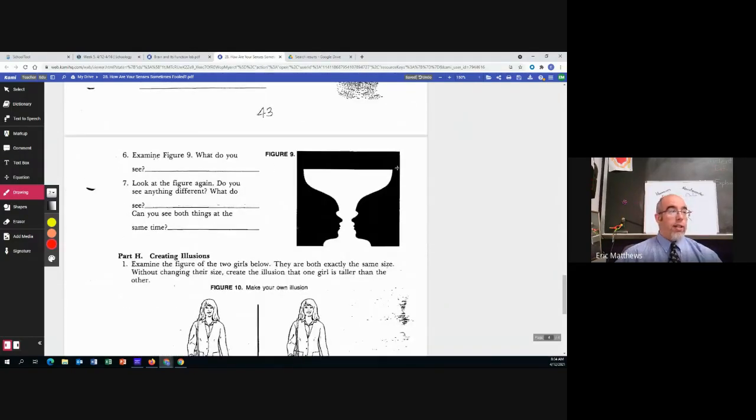Number 6 is looking at this figure 9. What do you see there? Do you see a cup? Like some sort of fancy chalice? And then do you see something different?